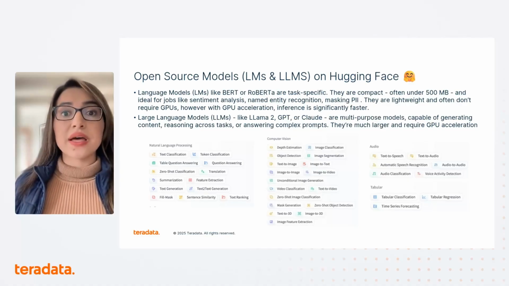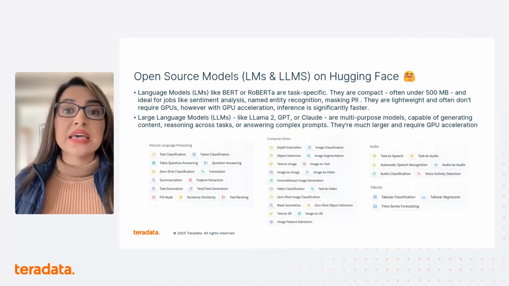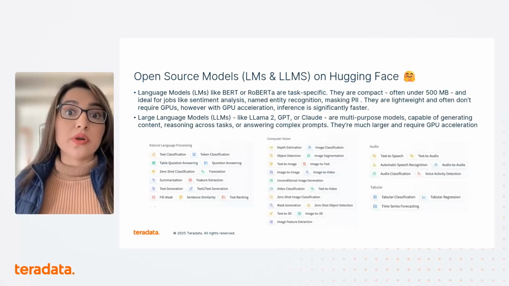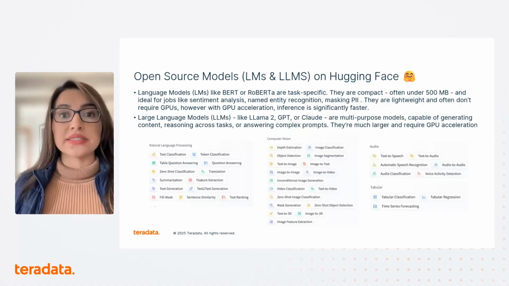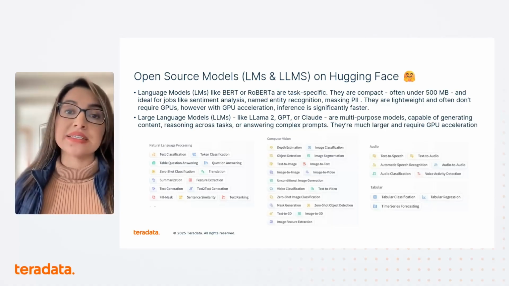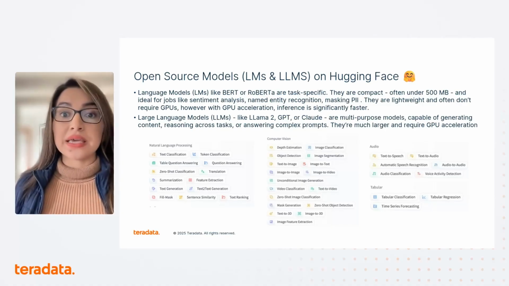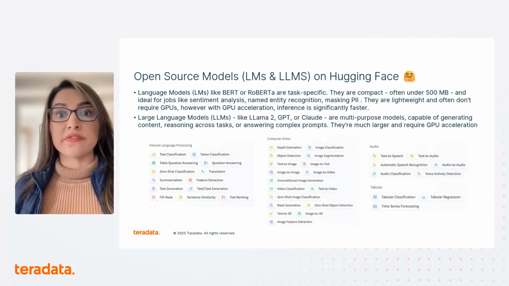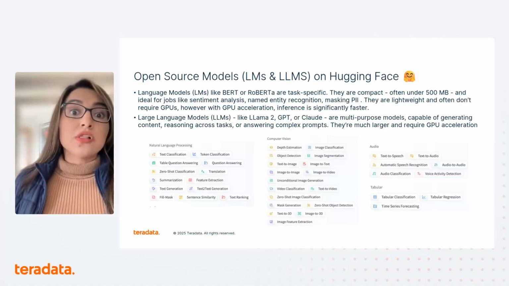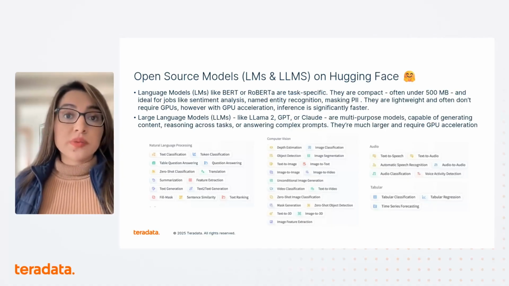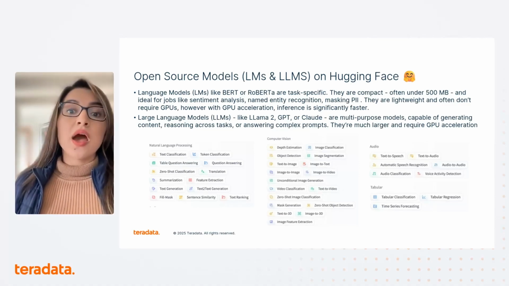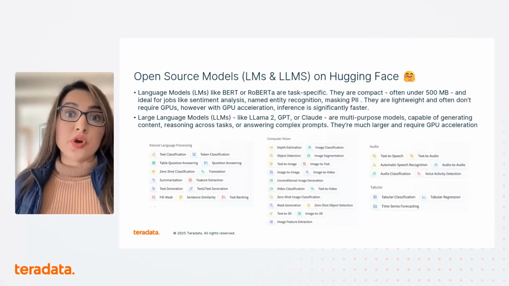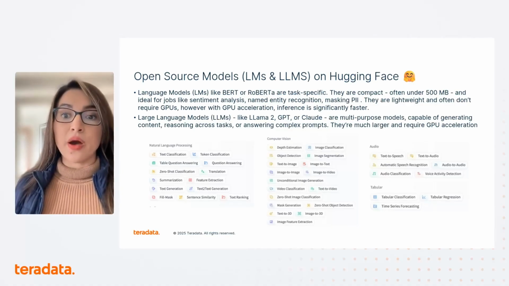And now, as a recap, the key difference is that language models are specialized on a specific task, whether it's sentiment analysis, entity recognition, or masking personally identifiable information. While large language models are larger and more robust, they have millions of parameters, and they do require GPU acceleration. These models are often known as your generative AI models.